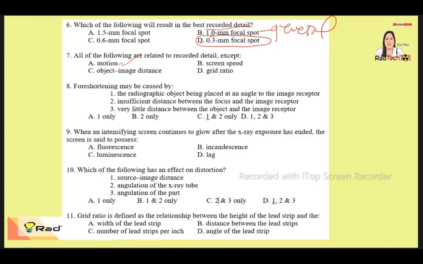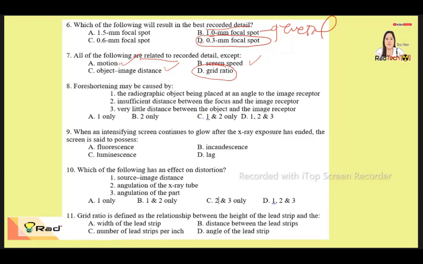Screen speed, yes. So, baka mag-wonder kayo kanina, controlling factor, hindi kasama yung screen speed. So, it does not control the recorded detail, pero related siya. Yun nga lang indirectly. So, kasama pa siya dito sa ating choices. So, correct? Correct din siya. So, grid ratio is not related to recorded detail directly because, again, more on sa contrast ang grid ratio. So, 7, D is the correct answer.